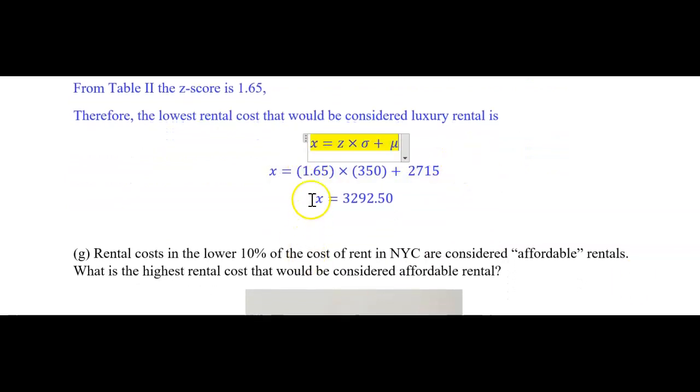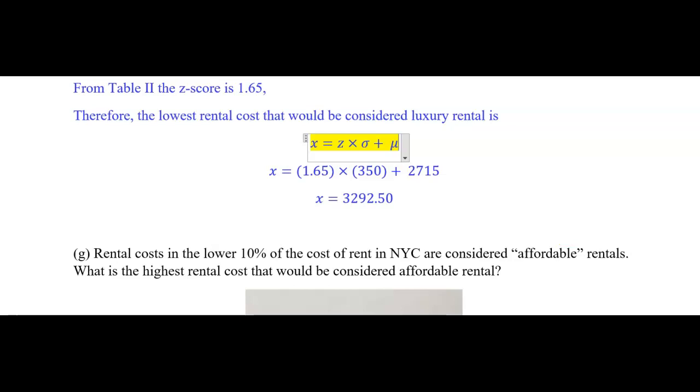Right? 1.65 times 3/50, the z-score times the standard deviation plus the mean, and we see that the rent is actually 3,209. So this is the cheapest rent you can pay for a luxury apartment. The cheapest luxury apartment you have, right? Of course, for the room.